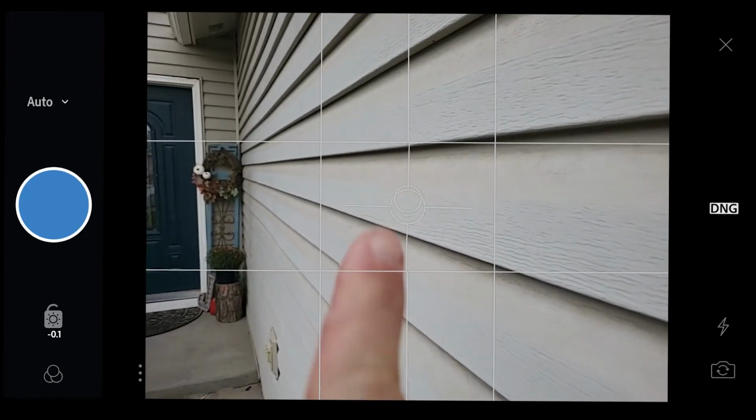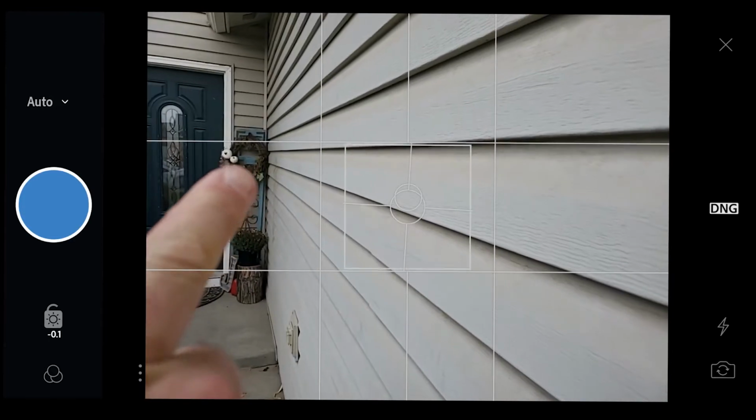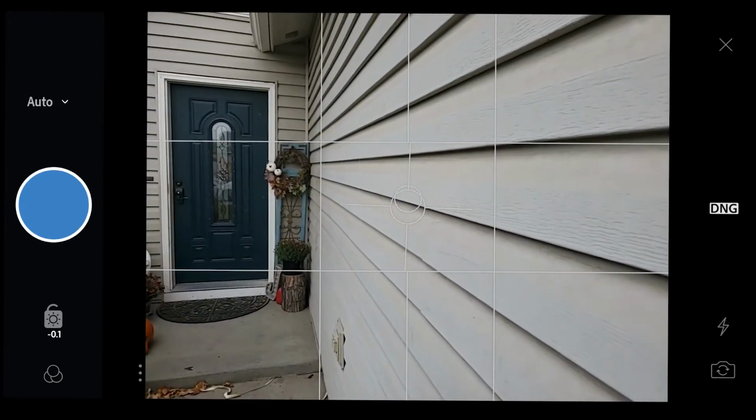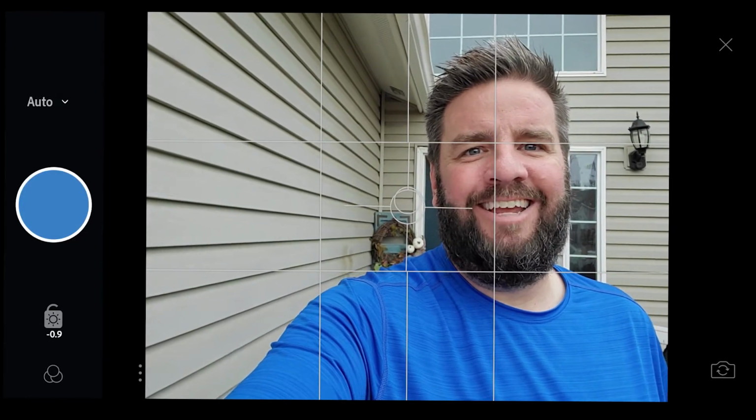And good leading lines start outside of your frame. So they start out here and they come in and then they lead to something interesting, whether it's a door or an attractive man. Either way, you want to have those leading lines leading to something interesting.